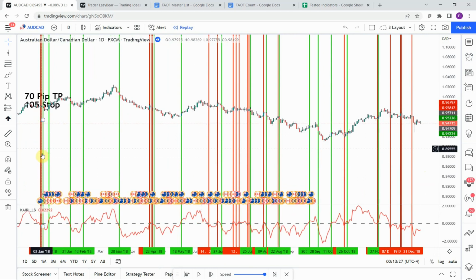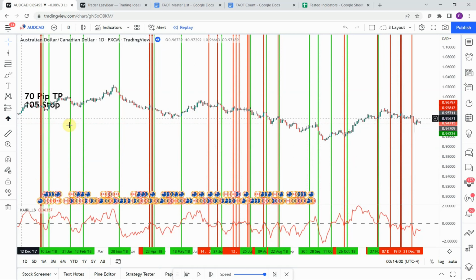So 1, 2, 3, 4, 5, 6, 7, 8, 9, 10, 11, 12, 13, 14, 15, 16, 17, 18, 19, 20, 21, 22, 23, 24, 25, 26, 27, 28, 29, 30, 31, 32, 33, 34, 35, and 36. So 36 trades within the 1 year's time. Like I said, a lot of trades. That can be good and bad in some instances.